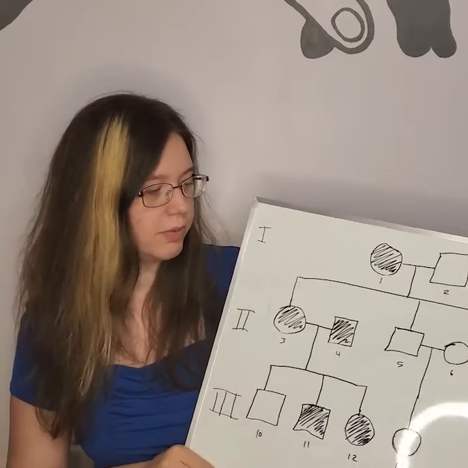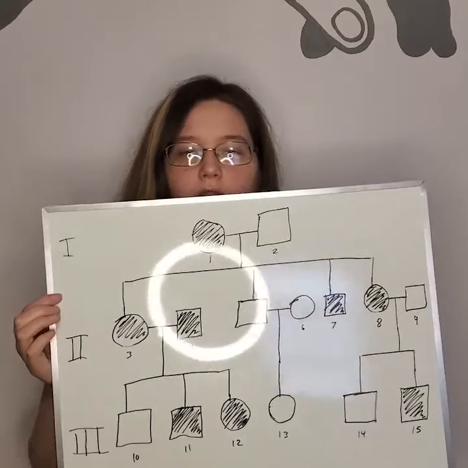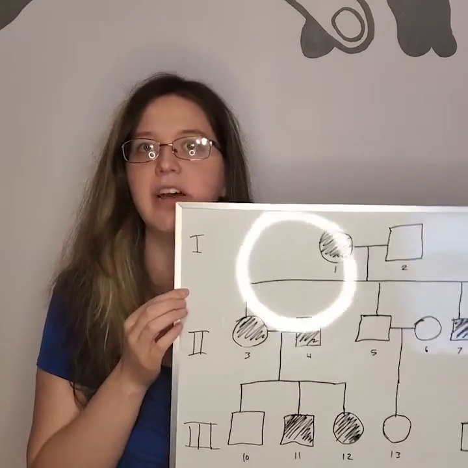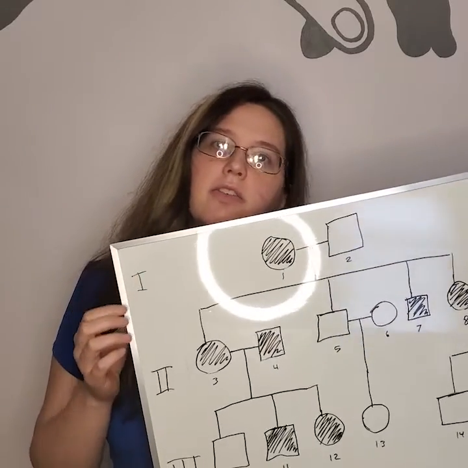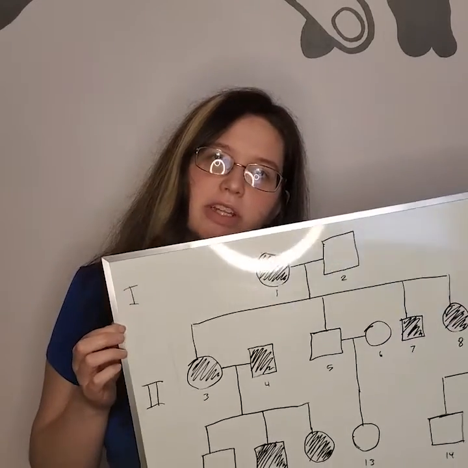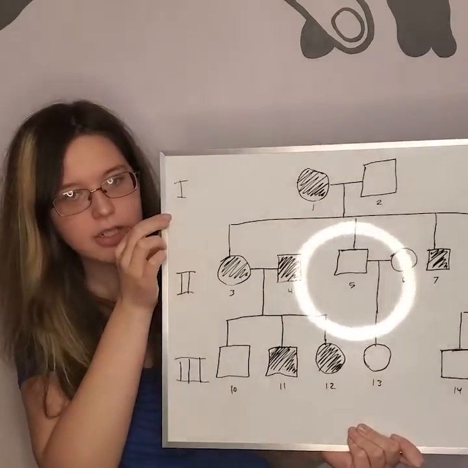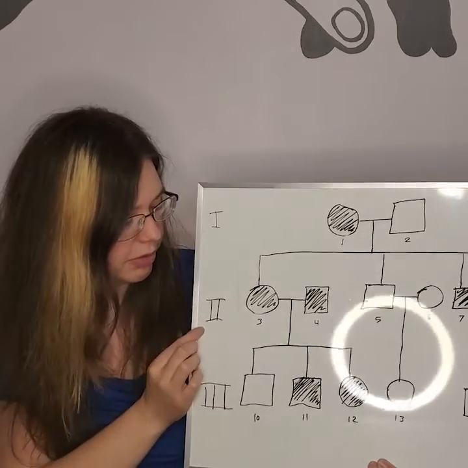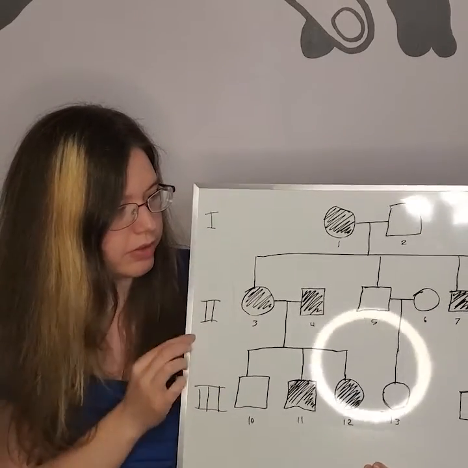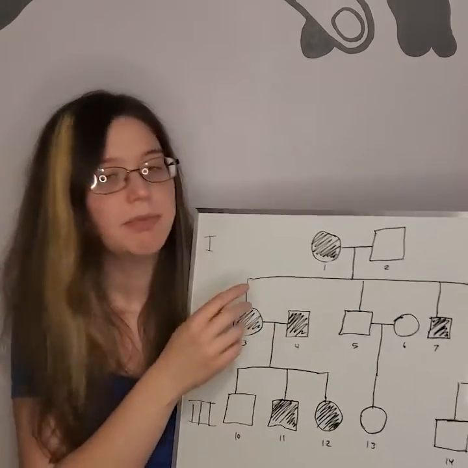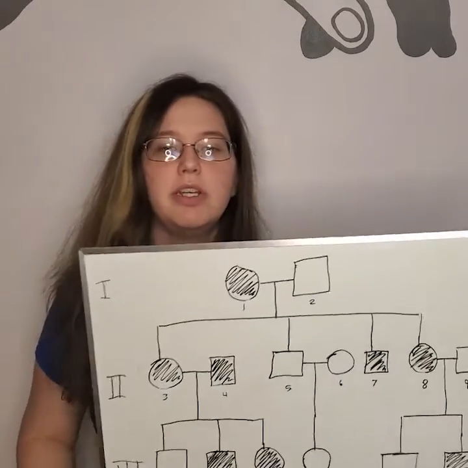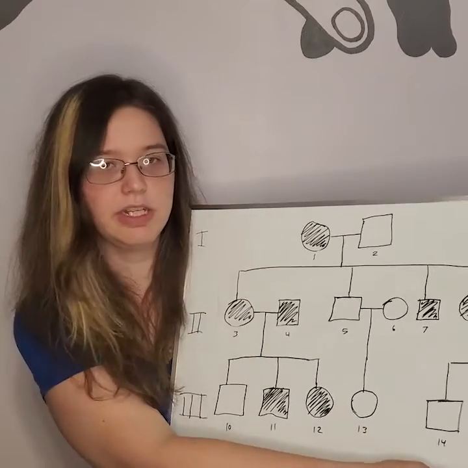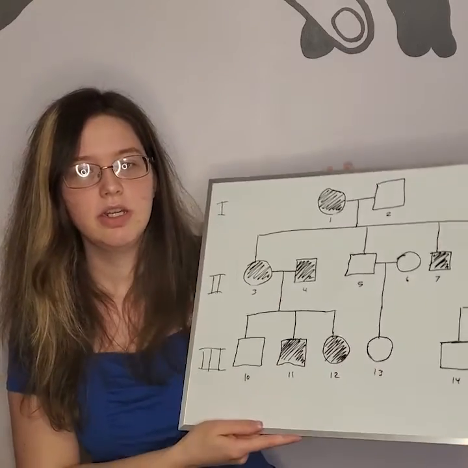So once we have the offspring, we have the numbers assigned to each individual, and we have the Roman numerals that represent the generation. So here we've got the Roman numerals for each generation, 1, 2, and 3. And then because there's so many individuals in this one, they are labeled with the numbers 1 through 15.